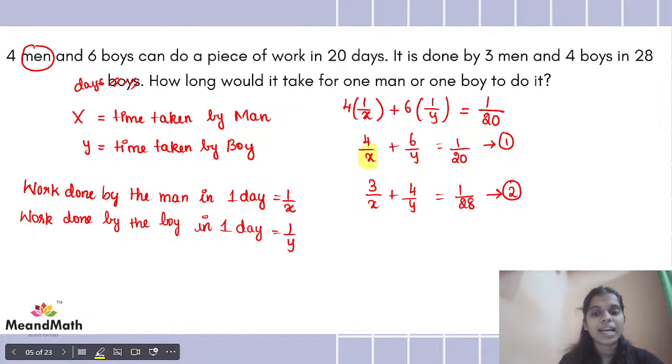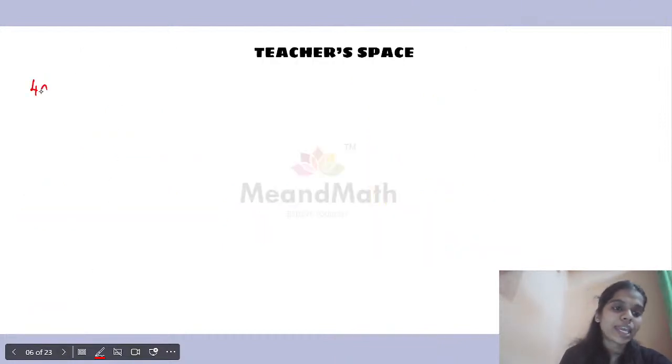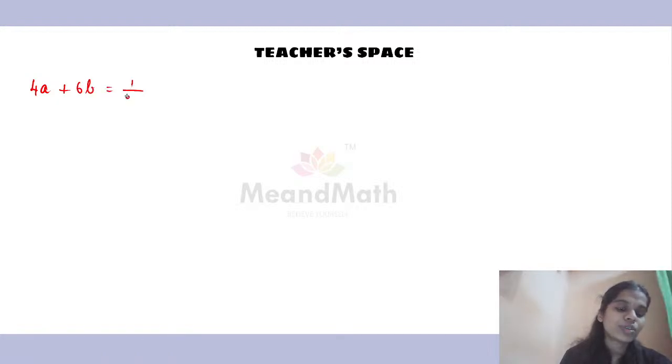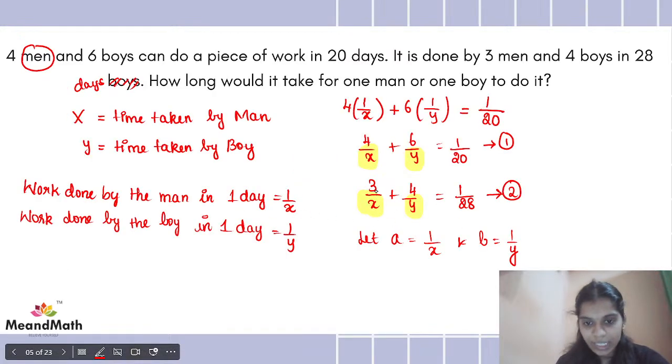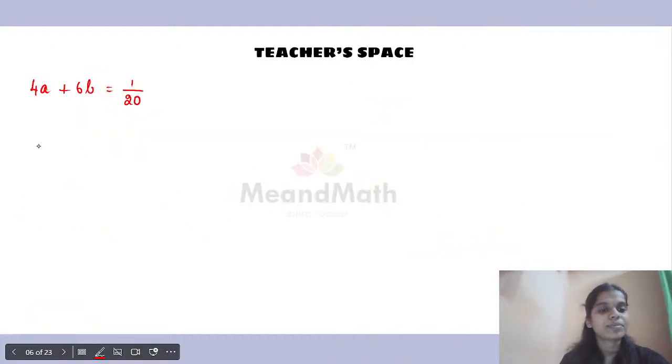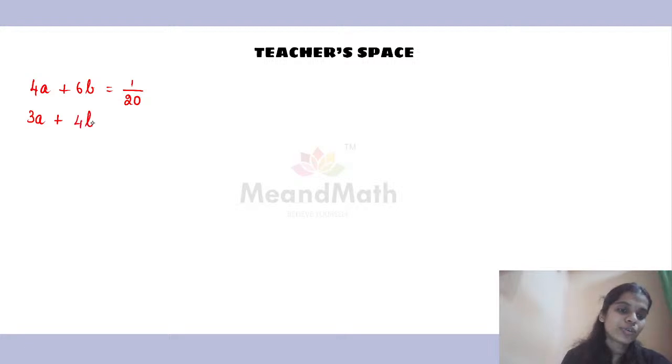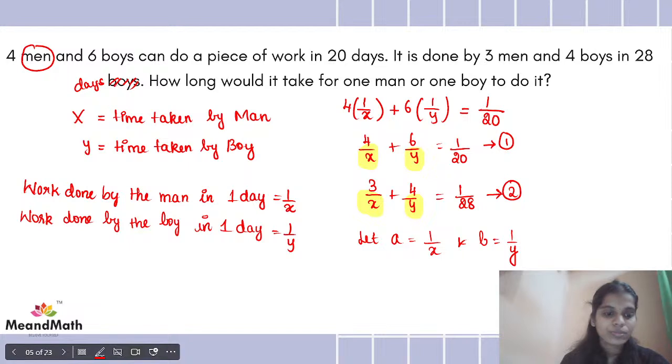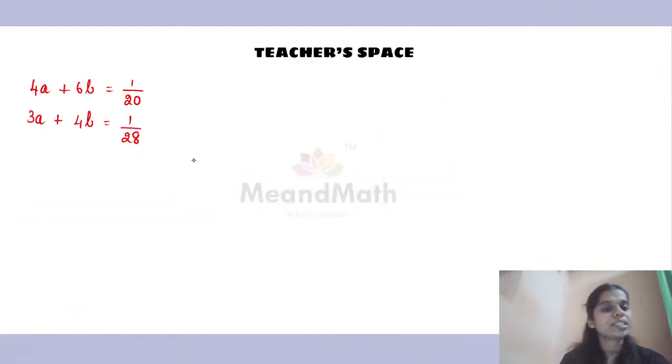They are not linear because we have our variables in the negative side. It is of a negative base, right? So we need to rewrite it. How can I rewrite it? I can take let a equal to 1 by x and b equal to 1 by y. So 4a plus 6b equal to 1 by 20. And the second equation 3a plus 4b equal to 1 by 28. Now we can solve these equations to find x and y.